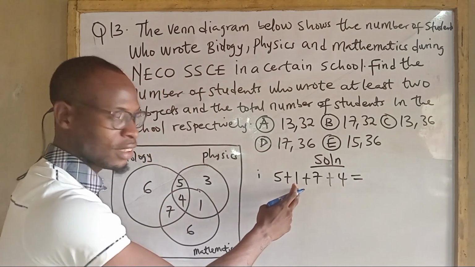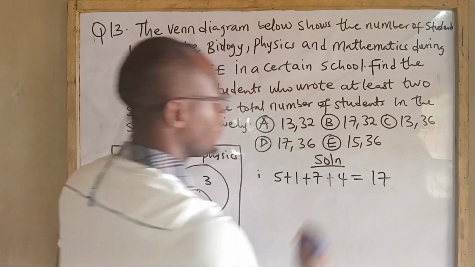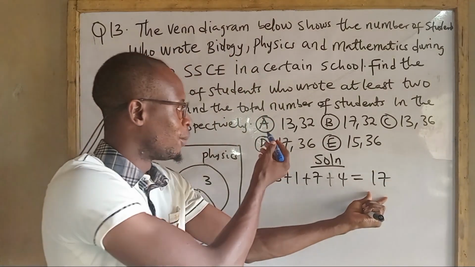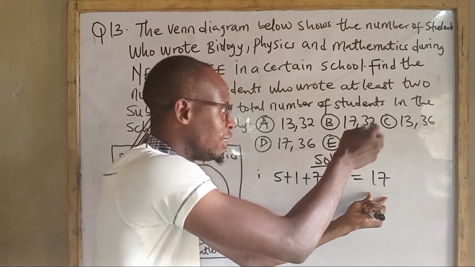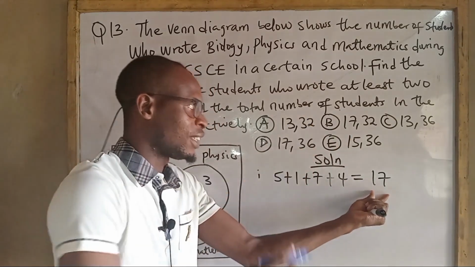5 plus 1 is 6, right? Then 6 plus 4 is 10. 10 plus this is what? 17. Okay, so you can see now we've gotten the first answer to be 17. That means option A, C, and E is out. Our answer will be from either B or D because B or D has 17.